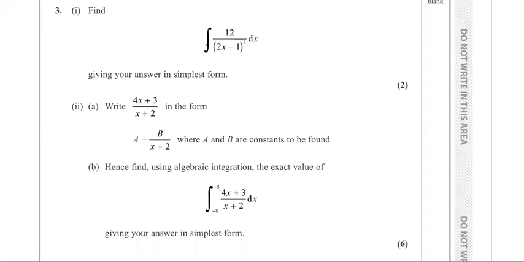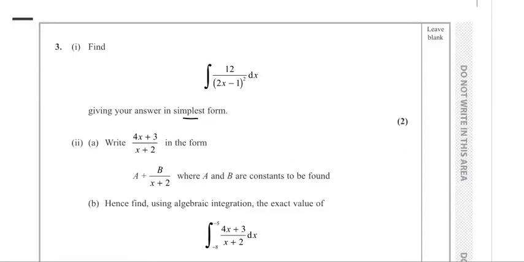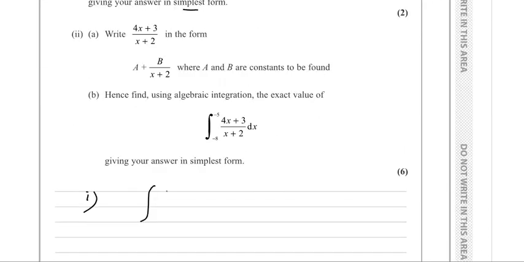The question is saying to find this integral. You have to find it and give your answer in the simplest form. Let's do part 1. We have to find the integral of 12 over (2x minus 1) whole squared.